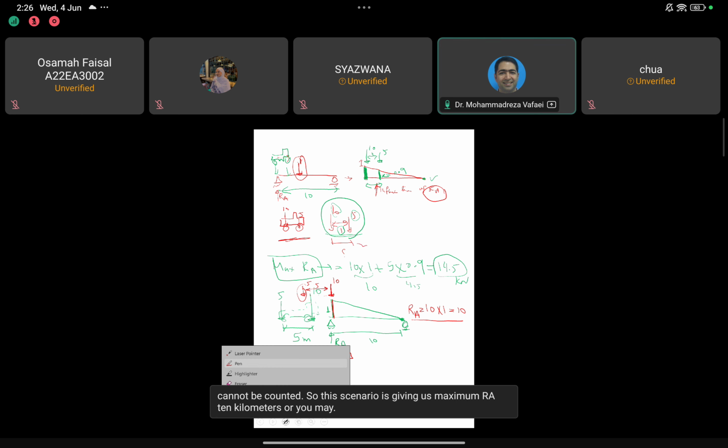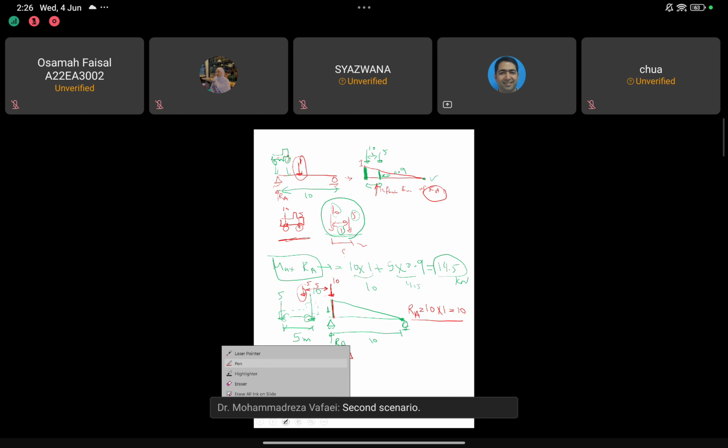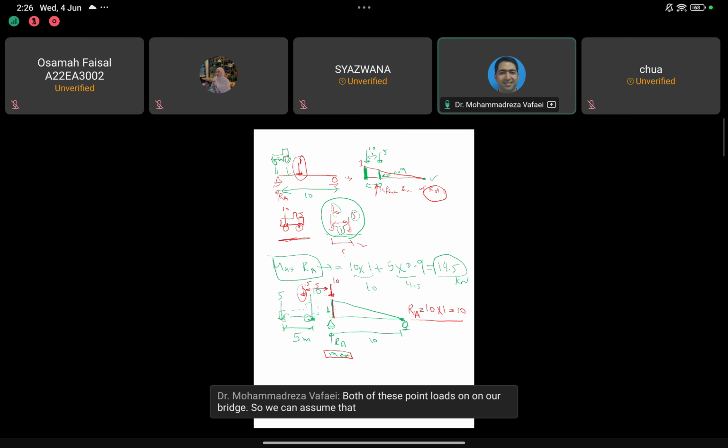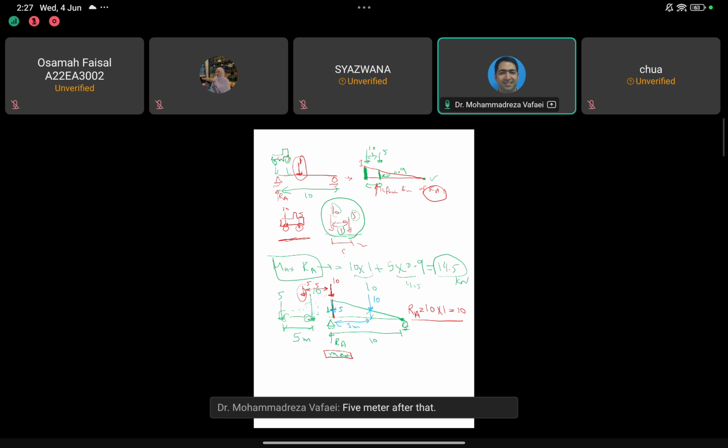But we may have a second scenario. In the second scenario, both of these point loads are on our bridge. So we can assume that the 5 kilonewton is here, and the second one, which is 10, comes 5 meters after that, here. Since the total length of the bridge is 10 meters, and we go to the middle of the bridge, since here is 1, in the middle of the bridge the height of the influence line becomes 0.5.